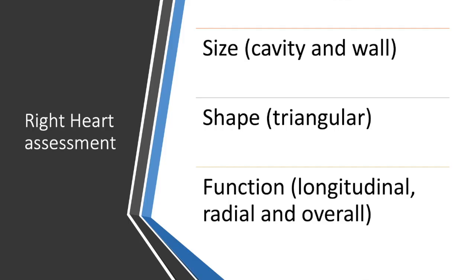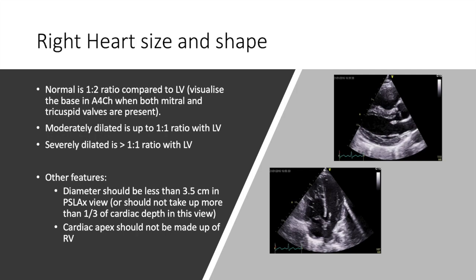So let's talk about the right heart. We're going to talk about the size, and that should include the cavity and the wall, the shape, and its function. So, as I said, it normally composes around 1/3 of the entire width of the heart in the apical 4-chamber view, and that's the normal state.